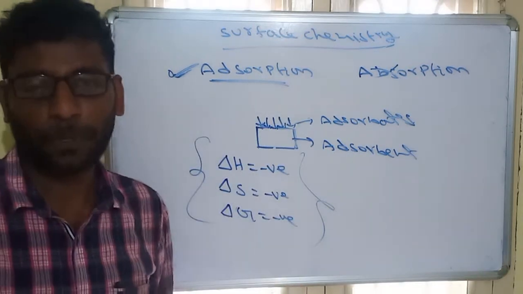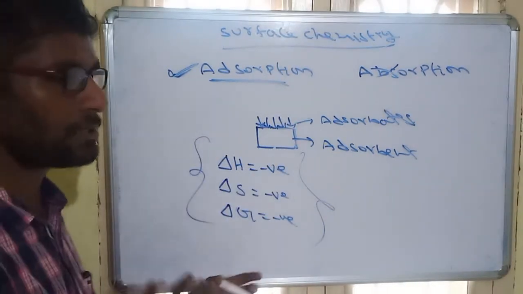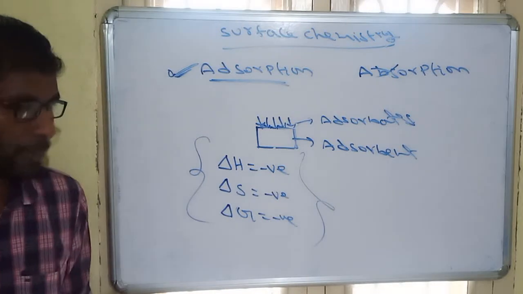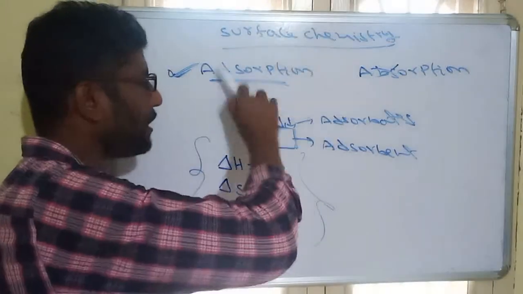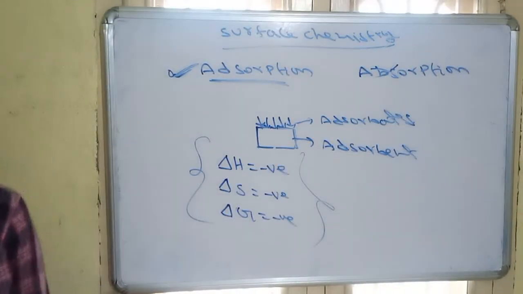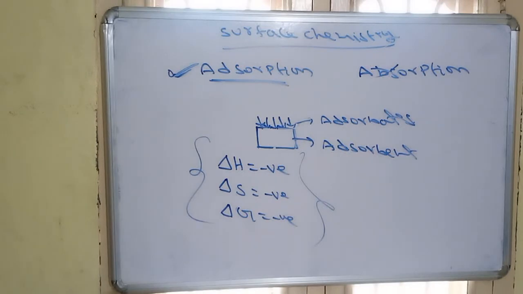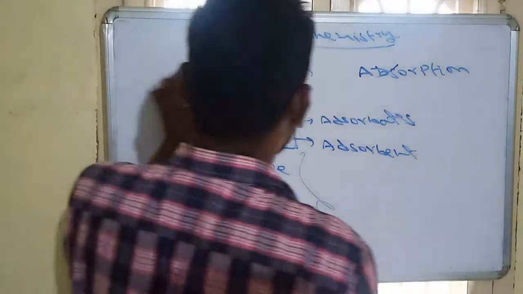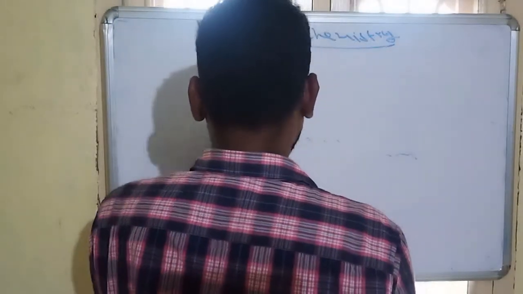Adsorption is the process of accumulation of particles on the surface of the adsorbent. In the total surface chemistry chapter, we study about adsorption. Now this adsorption is classified into two types mainly.